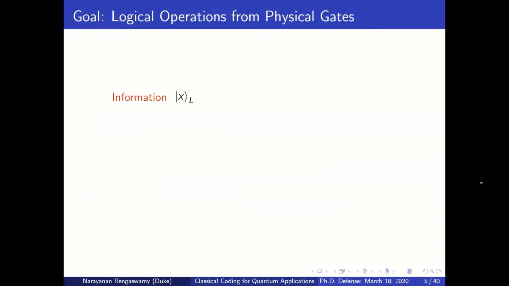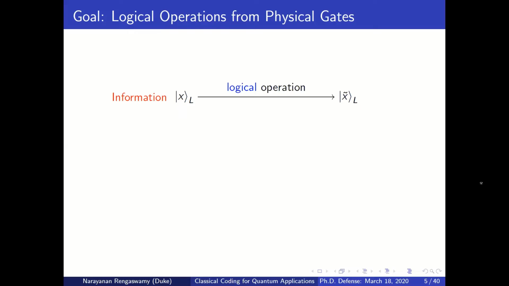Right. So let me set up the problem clearly. So let's say you have some information stored in qubits. So you have k qubits of information. That's what this L subscript means. It's logical information. Then you want to do some operation on your information, the information on your qubits. And so you have some new state, which I call x tilde.